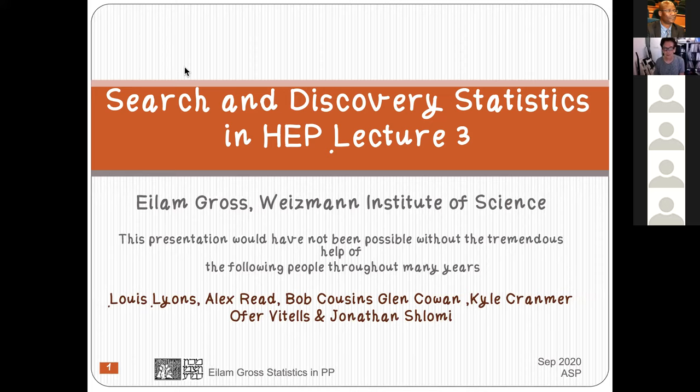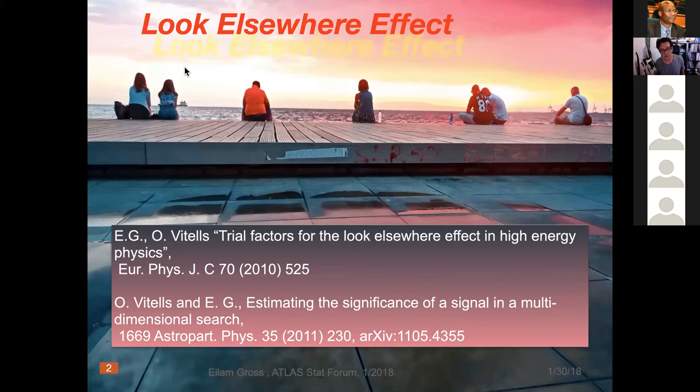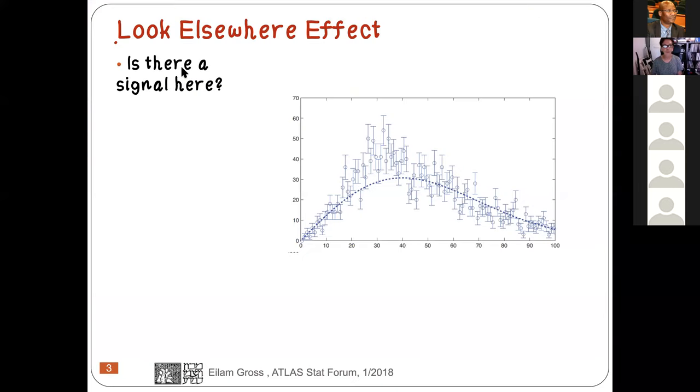Okay, so this is the third and last lecture of statistics and energy physics. I reorganized it so it's a little bit simpler. It's based on two papers by my student and me. Both papers concern what is called the Lucas effect, which was an open problem until 2010, and we solved it. I'll show what the problem is.